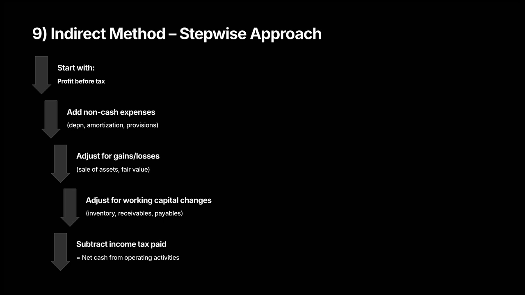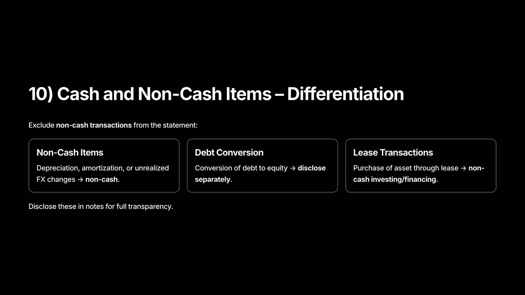Cash and non-cash items differentiation. Exclude non-cash transactions from the statement itself. Depreciation, amortization, and unrealized foreign exchange movements are non-cash. Non-cash acquisitions, for example, buying an asset by issuing shares or converting debt to equity, must be disclosed in notes. These transactions affect future cash flows, so users need to see them, even if cash didn't move now.